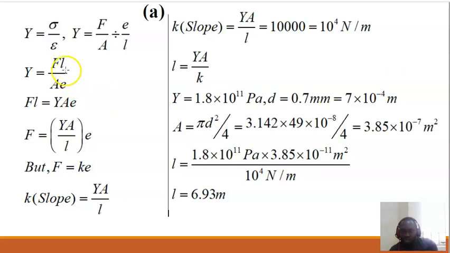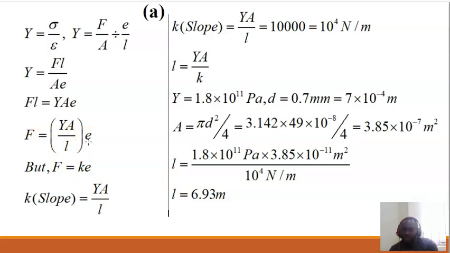So from Young modulus, we know that Young modulus equals stress over strain, and stress is force over area, divided by extension over length. If you put that together, Young modulus will be force times length divided by area times extension. We cross multiply, and we are left with FL = YAE. If you divide by L, and the reason we are doing that is that we want a relation that will be close to F = Ke, you can see they are now similar.